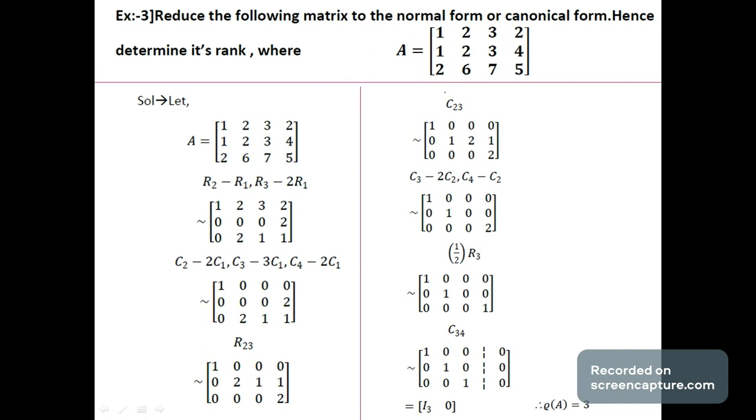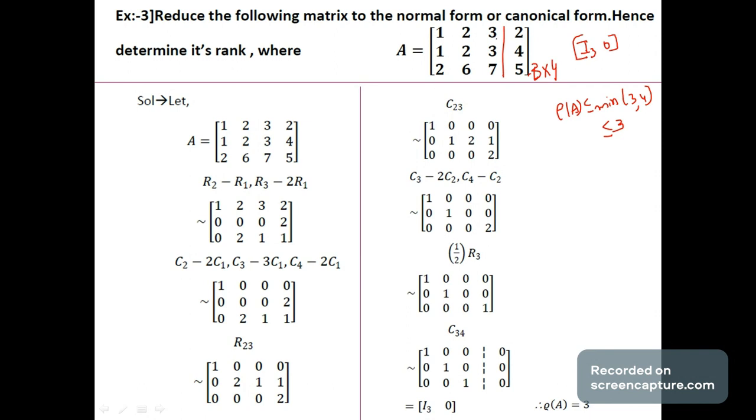This is a given matrix. Here, the order of the matrix is 3 by 4. So rank of A is less than or equal to the minimum of 3 comma 4, that is, less than or equal to 3. So once the rank is 3, that is I3 and 0. This is one of the standard normal forms.